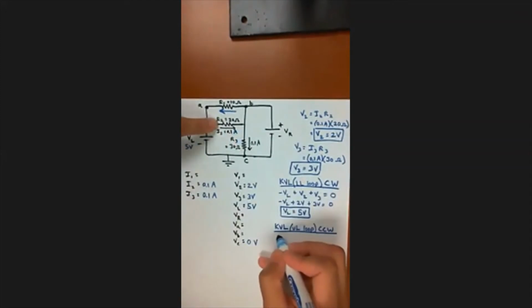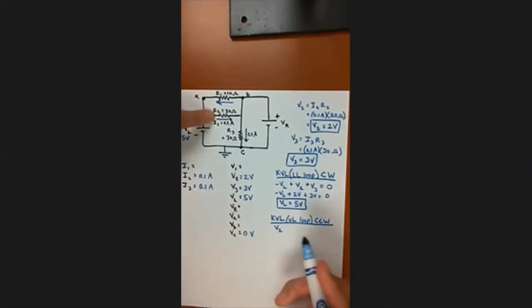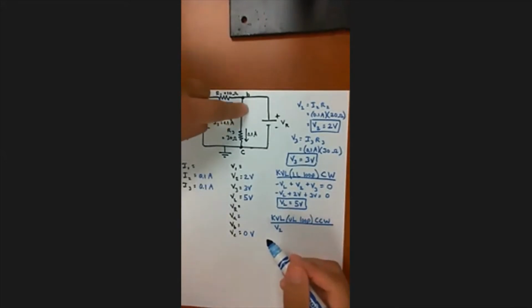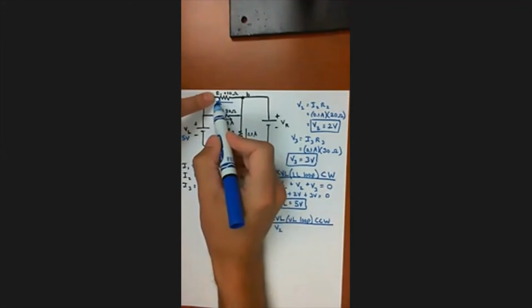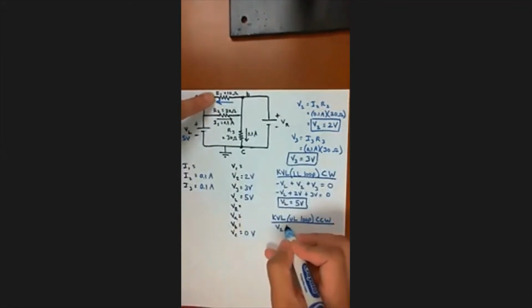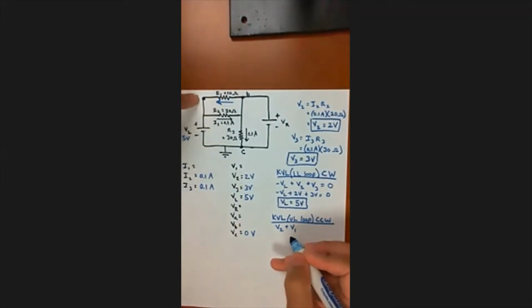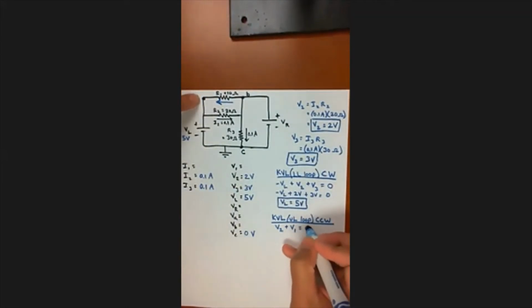So I'm going to get positive V2 because I'm going with the direction of the arrow. And then I'm going to come around here and I'm going with the direction of assumed flow. That was my assumed direction. So I add this voltage drop, V1. And then I come back to my starting position. So I set it equal to 0.